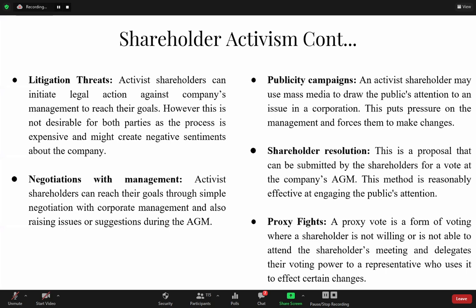Another method is publicity campaigns. Publicity campaigns are where the activist shareholder can put pressure on the company through use of the media, which can be social media or other forms of media. Let's take an example of when Kenya Airways was trying to place a bid to take over JKIA. There were a lot of publicity campaigns against that move. And if you remember, the move actually failed. So publicity campaigns are an effective method.